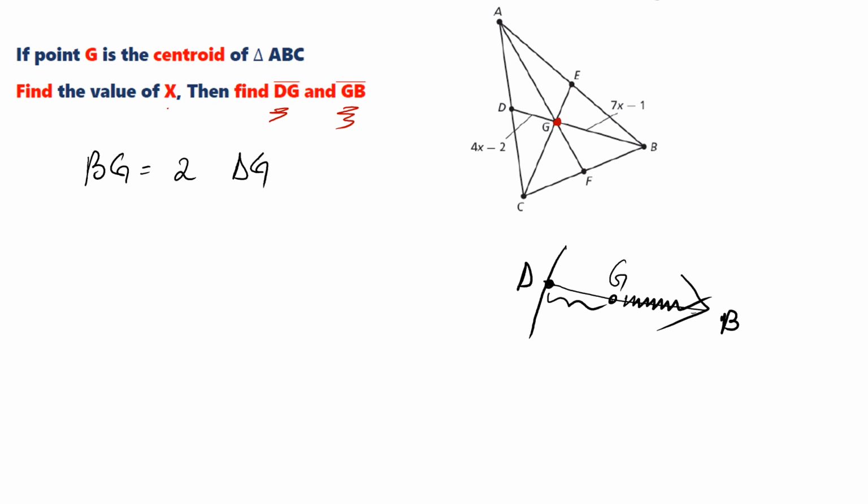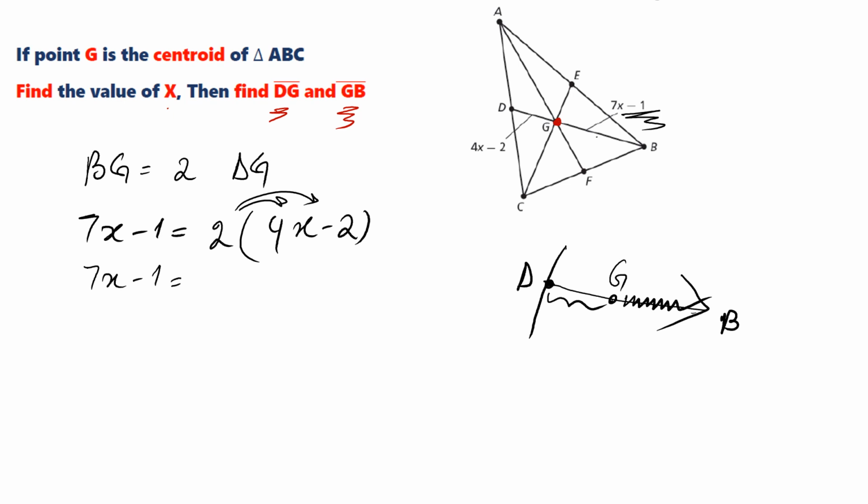Now substitute. What is BG equal to? BG is clearly 7x minus 1 equals 2 times DG, and DG is 4x minus 2. Open the bracket now. I will write 7x minus 1 as it is. 2 times 4 is 8, and write the x. 2 times negative 2 is negative 4. Bring all x on one side and all the numbers on the other side. So let's bring 8x to the other side. Before the 8 there is no sign, which means plus is given. Plus goes to the other side, it becomes negative 8x.